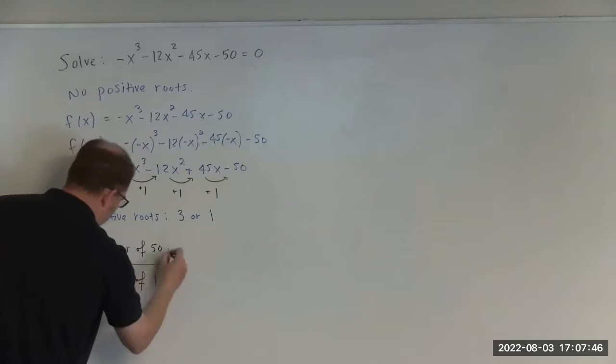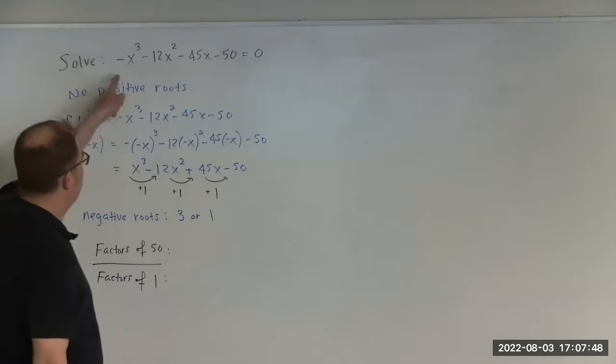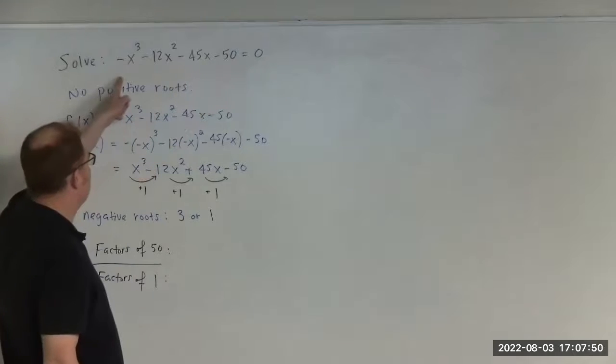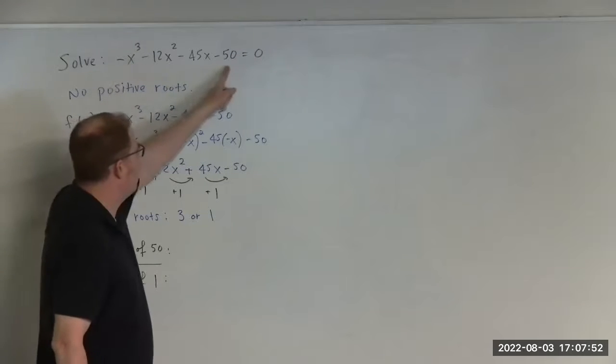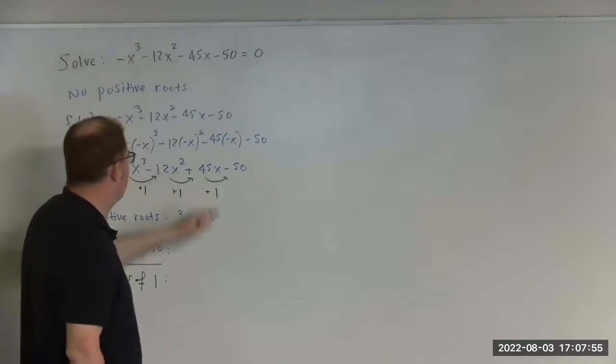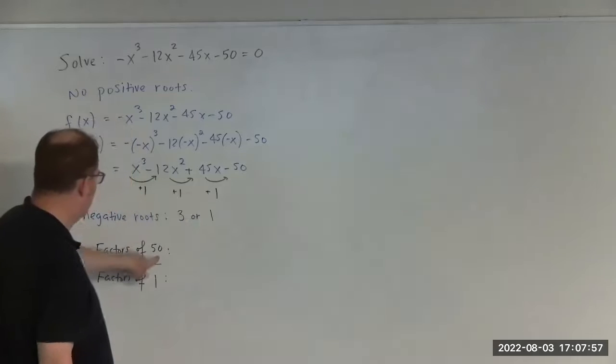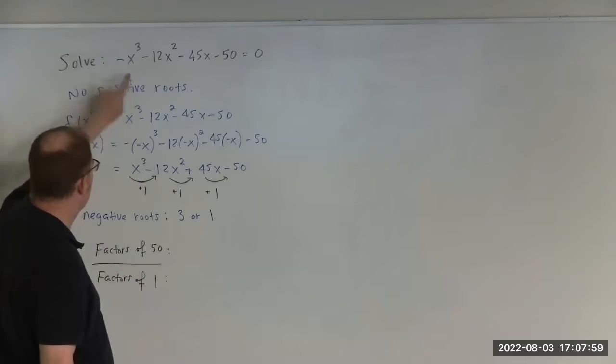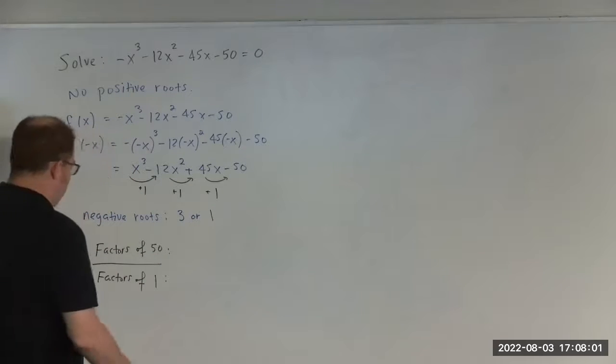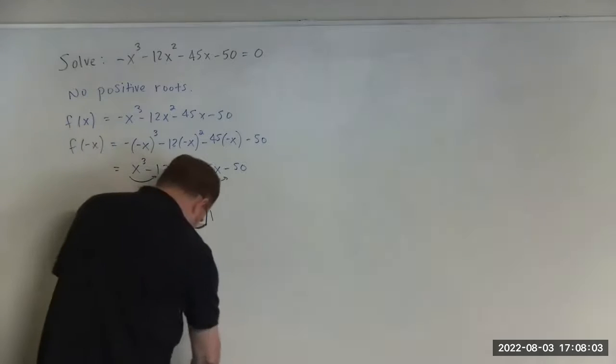And again, we're always assuming we want this in descending order, which means the exponents are decreasing. So it's going to be the constant. We look at the factors of the constant and then the factors of the leading coefficient.